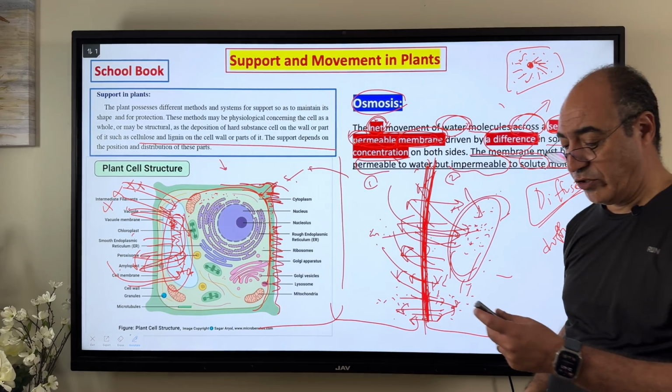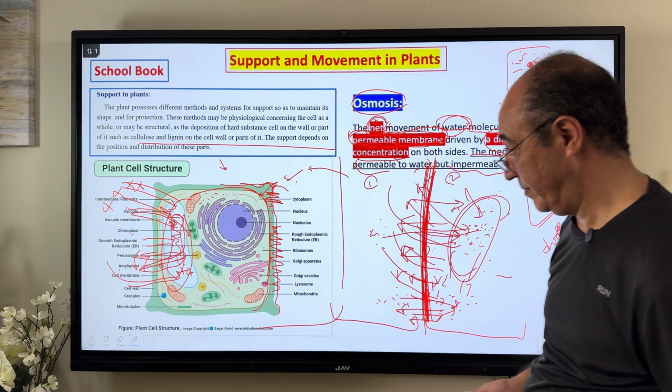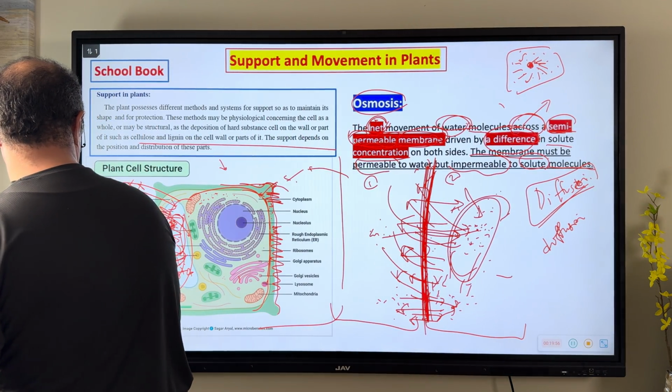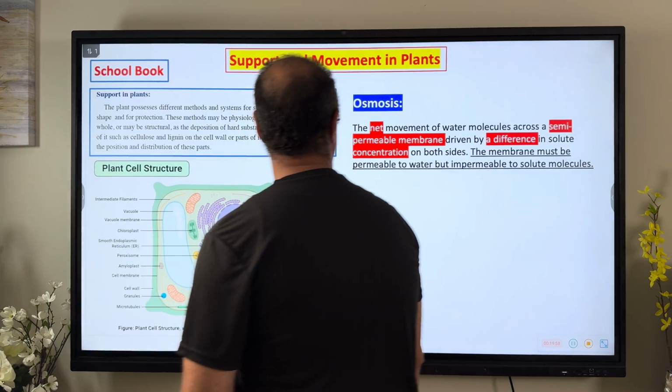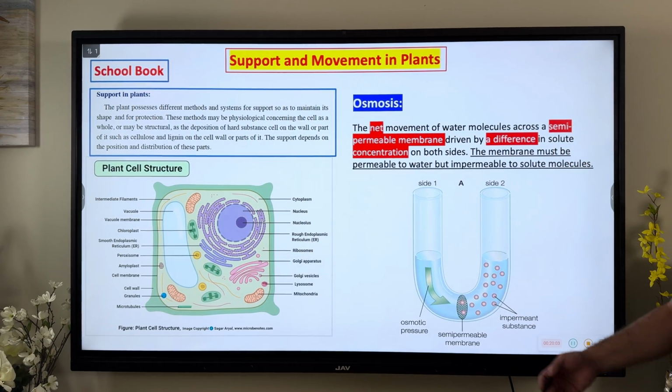Okay, so now we know what osmosis is. Okay, let's continue our discussion of osmosis. Here is another description of what I just stated.